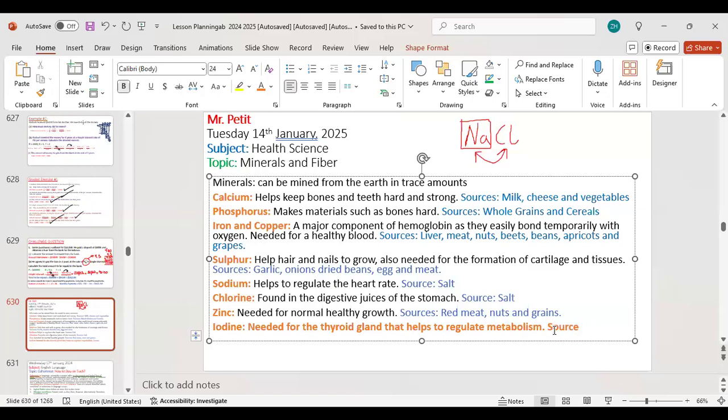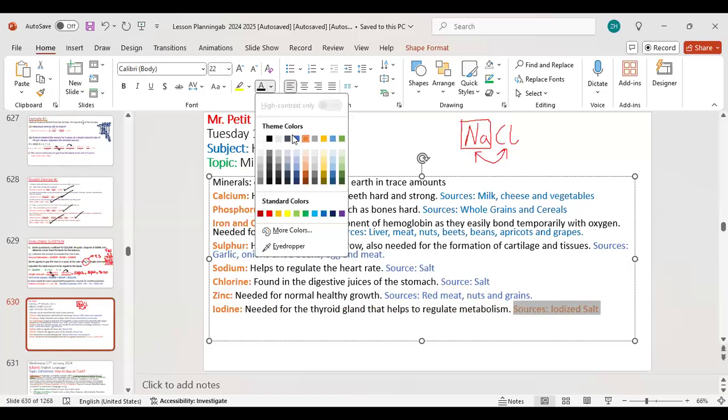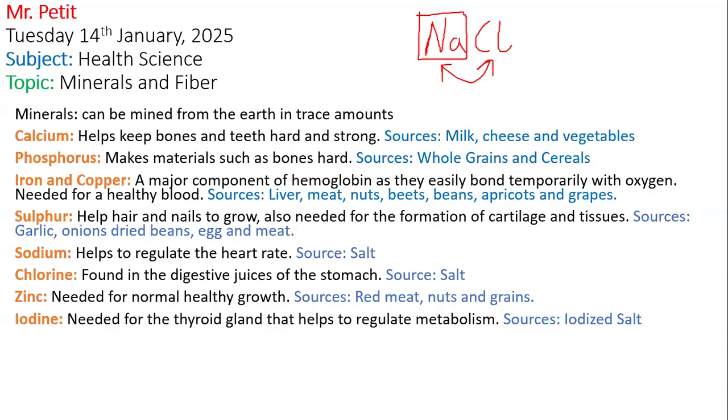Sources would be what? Iodized salt. Good. So we said that the topic was minerals and fiber. These are all our minerals that you need to know. So you have calcium. What do we need calcium for? Bones and teeth.